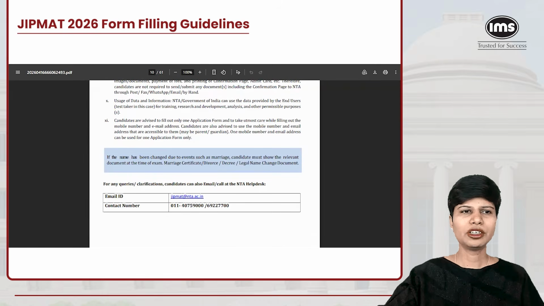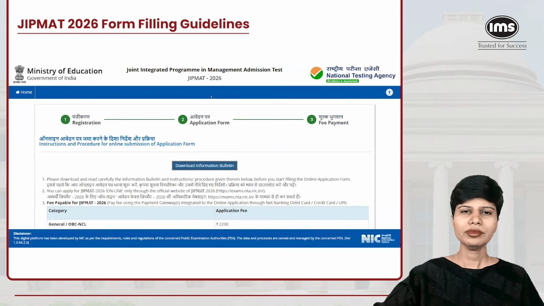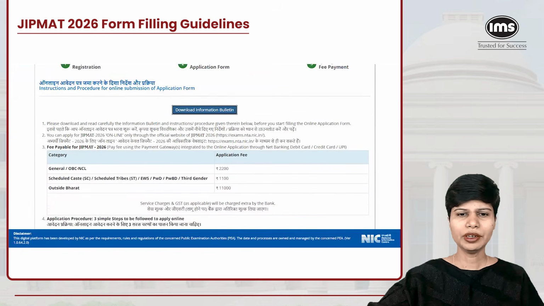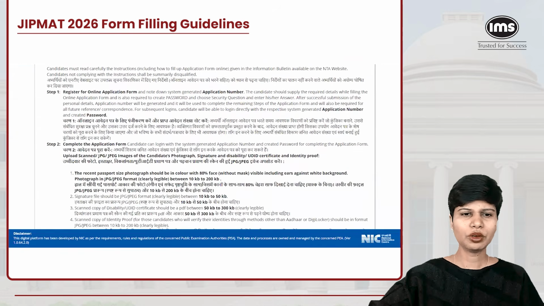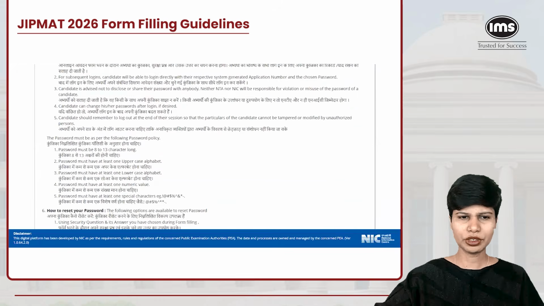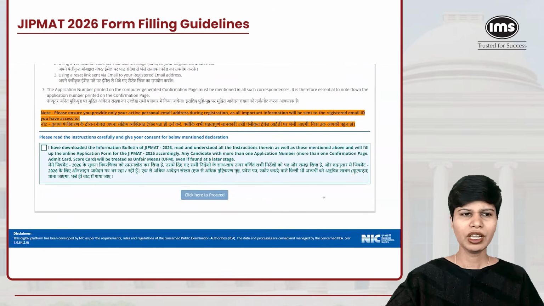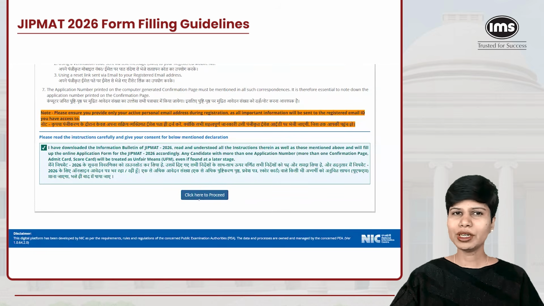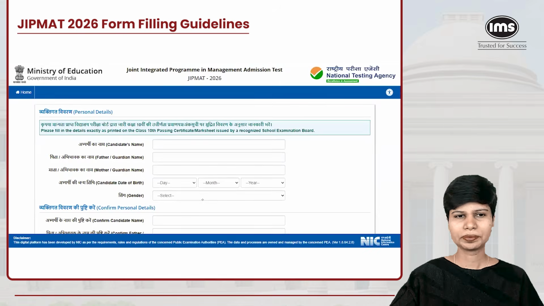So, let me take you through it. Now, let us go ahead. As you go down here, again, all the details are given to you. You can go through here itself. Now, you click on "I have downloaded the information bulletin of ZipMat 2026 and have read and understood all the instructions." Once you are done with that, you can go ahead and click on proceed.